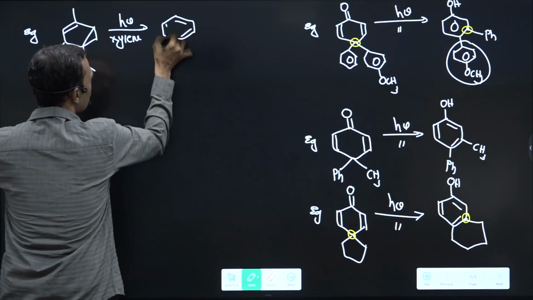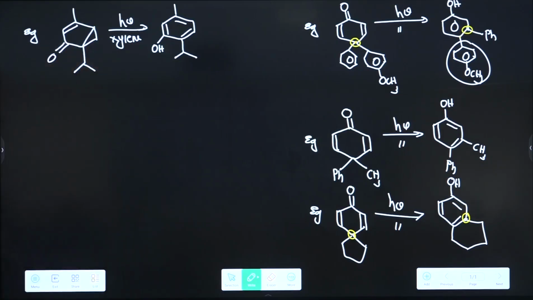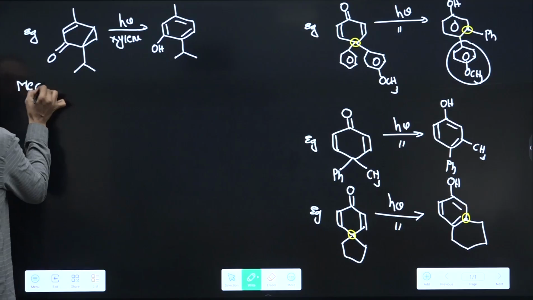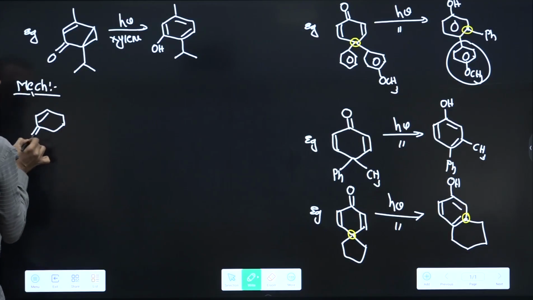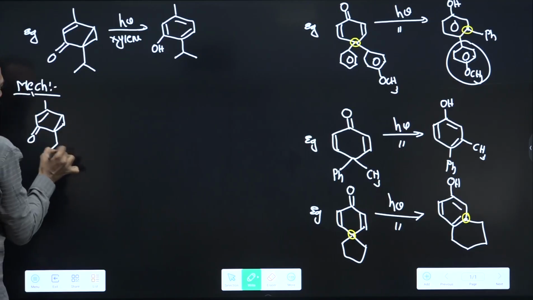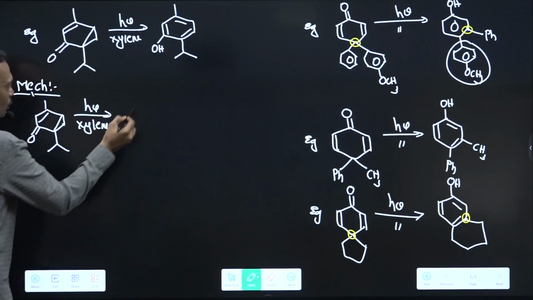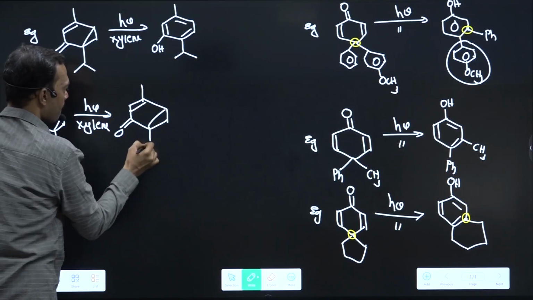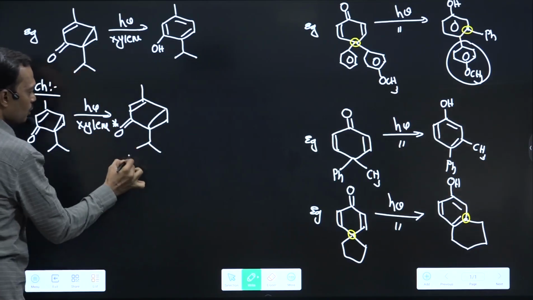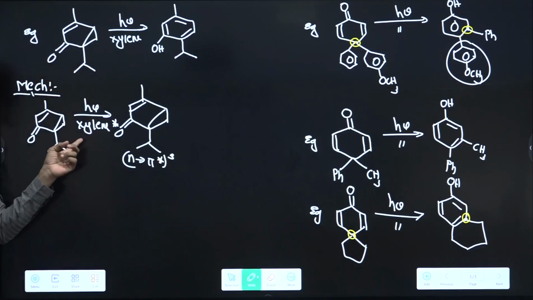It is almost equal to the photochemical product. So this is photochemically activated. This is C double bond O. I am using xylene as a triplet sensitizer. Now it gets activated. Now the state is n to pi star triplet, because it is a triplet sensitizer.